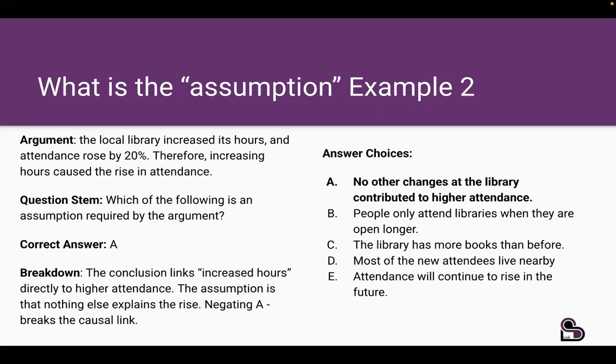So similarly to example 1, we have some things that just don't apply that we can rule out right away. So answer A, no other changes in the library contributed to higher attendance. The conclusion links increased hours, which is in our question directly, to higher attendance. The assumption is that nothing else explains the rise. Negating A breaks the causal link, right? So if there were other changes that contributed to higher attendance, then the conclusion wouldn't be accurate.